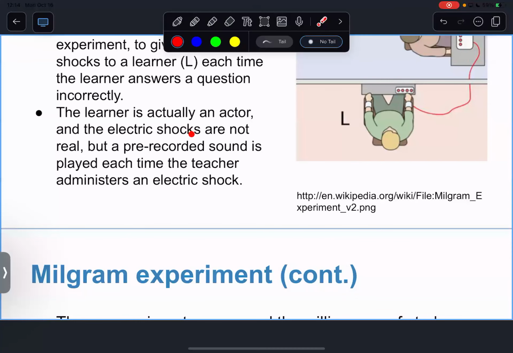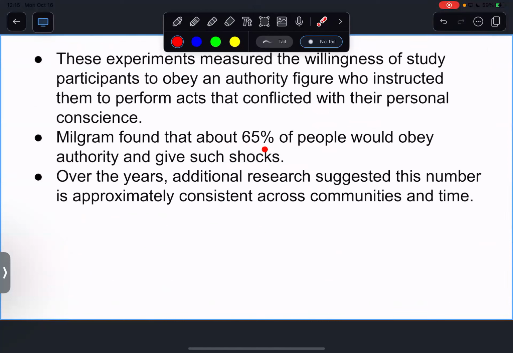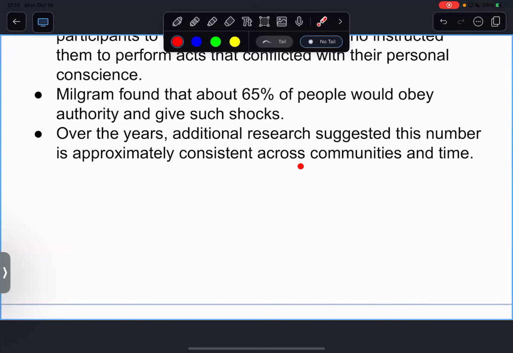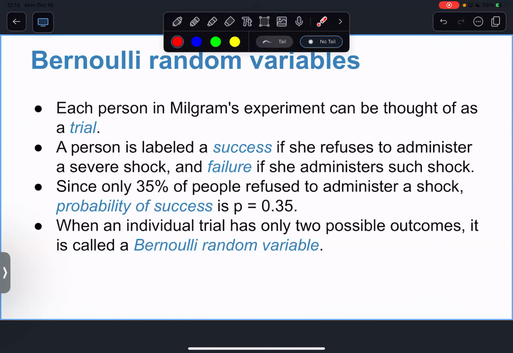The learner's an actor, so they're not actually being shocked, but the teacher doesn't know that. And so we get a good gauge of how willing to be obedient we are. These experiments measured the willingness of study participants to obey an authority figure who instructed them to perform acts that conflicted with their personal conscience. Milgram found that about 65% of people would obey authority and give such shocks. I like to think I'm better than that, but additional research suggests that this number is approximately consistent across communities and time. Roughly 65% of us would just do as we're told, even if it goes against our own beliefs.